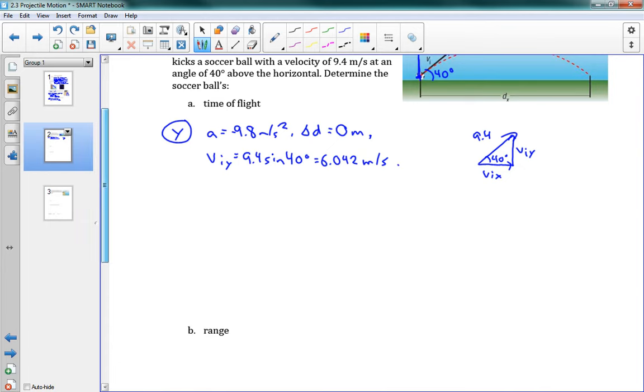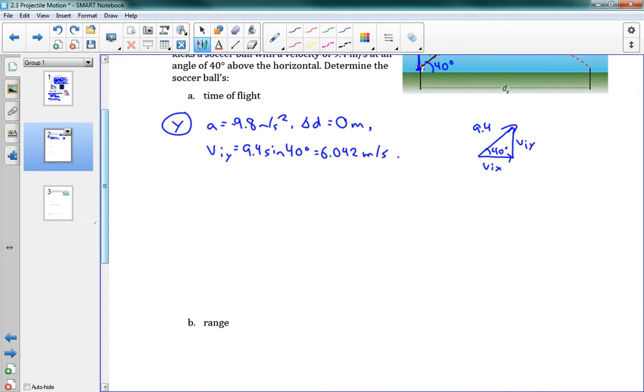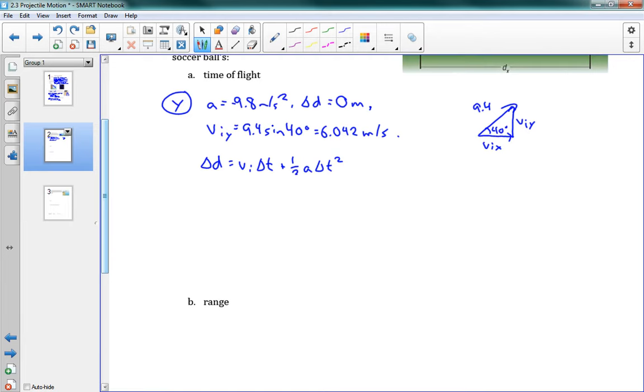Okay, and now I can use some formulas here. I have A, delta D, VI. I want delta T. So I can say delta D is equal to, and this is the same equation that we saw before, VI delta T plus 1/2 A delta T squared. All right, now, unfortunately, VI isn't 0 anymore, so I'm going to need to do some different math. But what I do have is that delta D is 0. So 0 equals 6.042 times delta T plus 1/2 times negative 9.8 delta T squared.